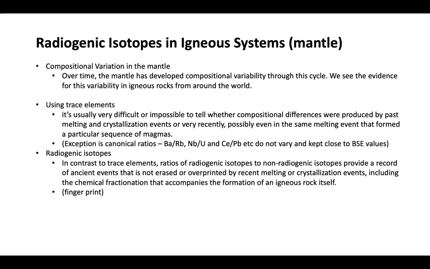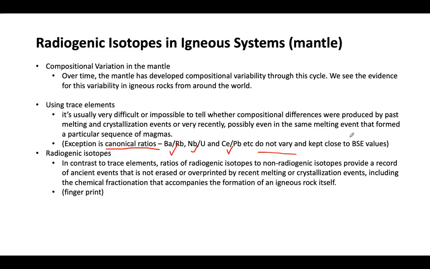Therefore, using trace elements is not very easy for us to come to conclusions regarding these geochemical behaviors. But there is an exception, that is what you call the canonical ratios, a special term. Here we use the canonical ratios. It's a technical term. There are some particular, very limited ratios, particularly this type of ratio. Frequently, these are barium over rubidium, niobium over uranium, and cerium over lead. These three are very frequently used as canonical ratios. Canonical ratios means they do not vary their compositions, whatever the melting or crystallization event.